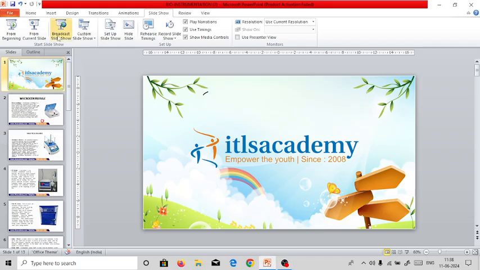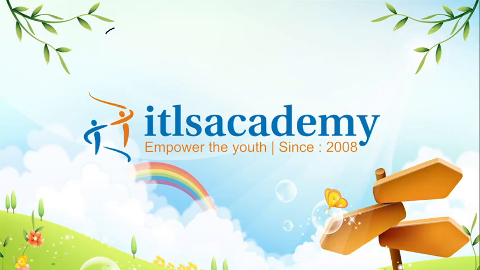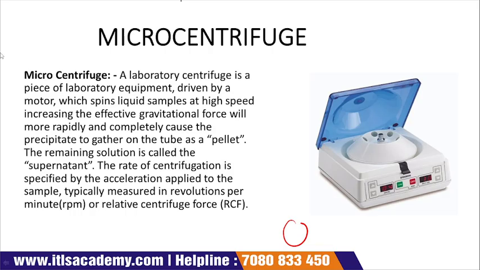Today we are going to discuss the topic bioinstruments, the instruments which are used in our lab. The first instrument is the microcentrifuge. As its name suggests, it is used for separation. The microcentrifuge is a laboratory centrifuge. There are two types of centrifuge present in our lab: one is the centrifuge and the other is the microcentrifuge.